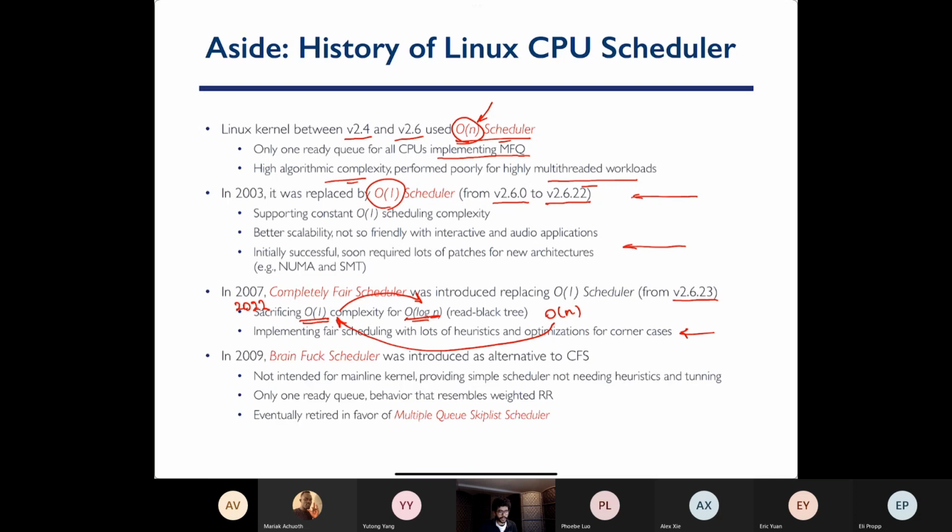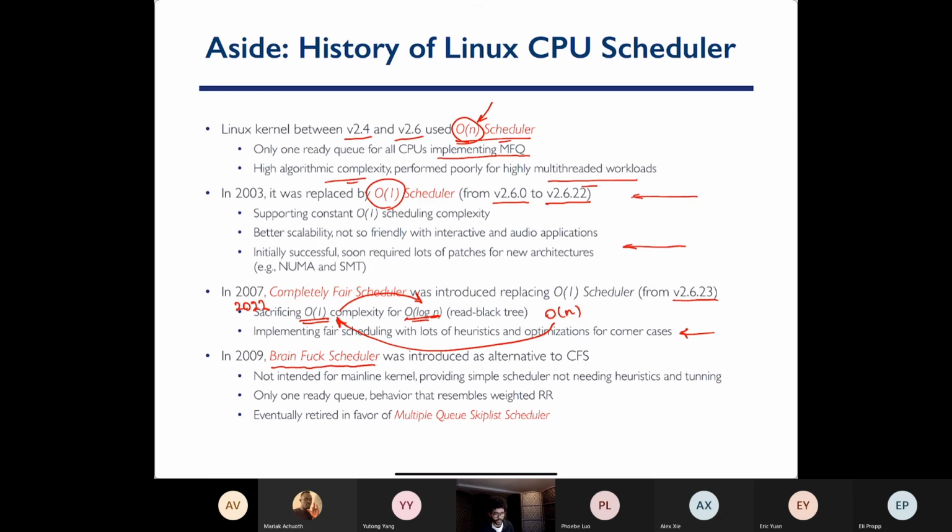Now, around 2009, another scheduling policy was introduced. It's called the brainfuck scheduler, or BFS. This was to get rid of the complexity of CFS, because CFS has become, and still is, a very complicated scheduling policy. So the idea behind BFS was, let's have a really simple scheduling policy that everybody can look at the code and understand what's going on.